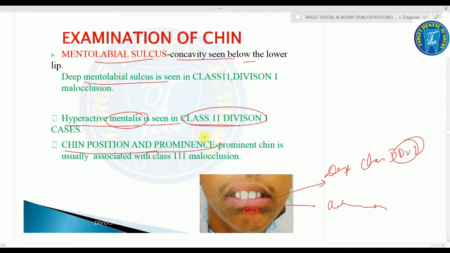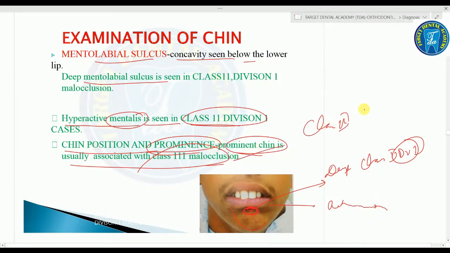And the chin position and prominence: if the chin is prominent, it is usually seen in class 3 malocclusion. Why? Because of the prognathic mandible.